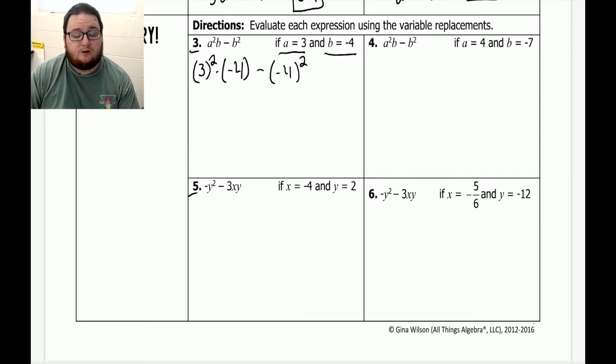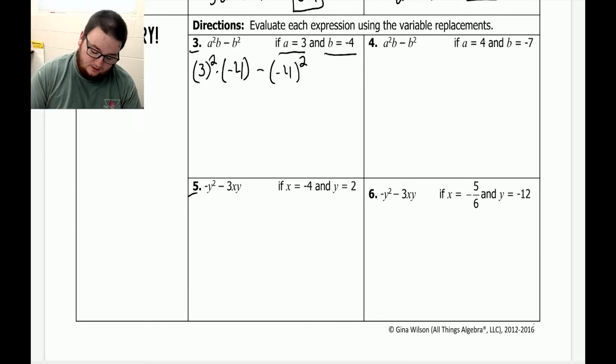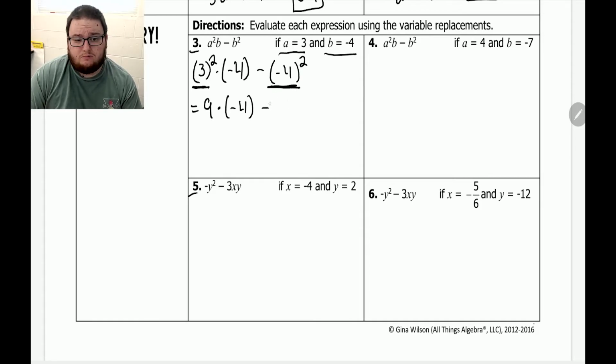Do you see any parentheses that have operations inside of them? If you look, your answer should be no. So we're going to move on to exponents. We have 2 different sets. We have the 3 squared, and we have the negative 4 squared. So we're going to do those at the same time. 3 squared is 3 times 3, which gives us 9, and we're multiplying that by negative 4, minus negative 4 squared is negative 4 multiplied by negative 4. That gives us a positive 16.